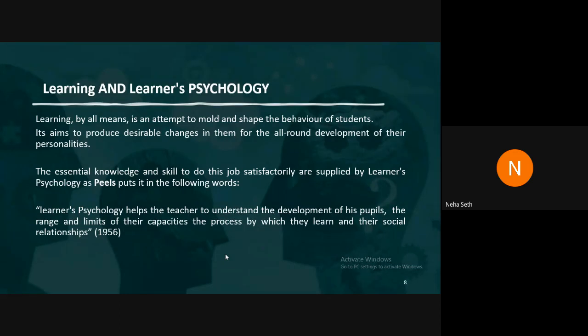So this is the wholesome definition of educational psychology. It is not only that we need to understand our students' behavior, we have to develop it as well. We need to judge the range of their capacities, where they can go, and continuously motivate them to give their best. If there is scope for improvement, we always need to focus and motivate them to improve it.